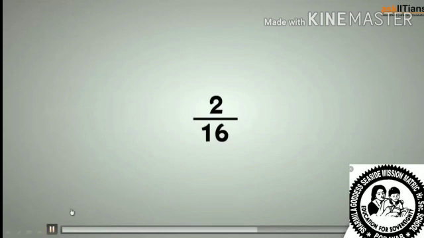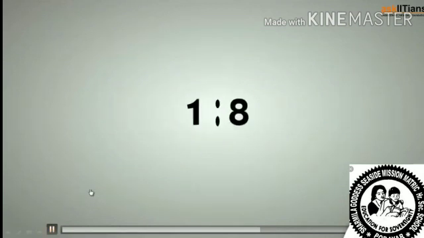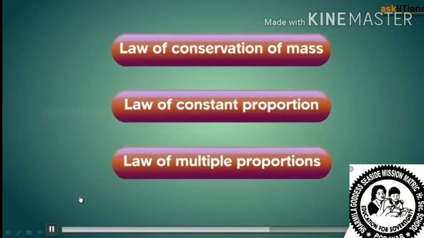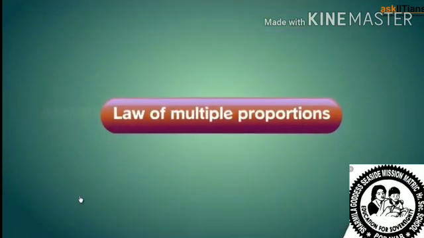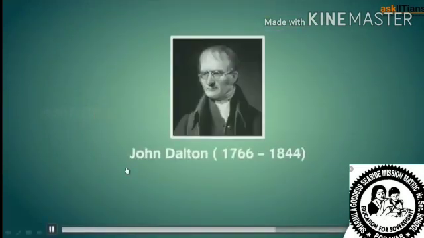So, this is the ratio of hydrogen to oxygen in water, which is fixed irrespective of the source from which you collected the water. This is known as the law of constant proportion. Now, let us discuss the law of multiple proportions. This law was given by John Dalton.